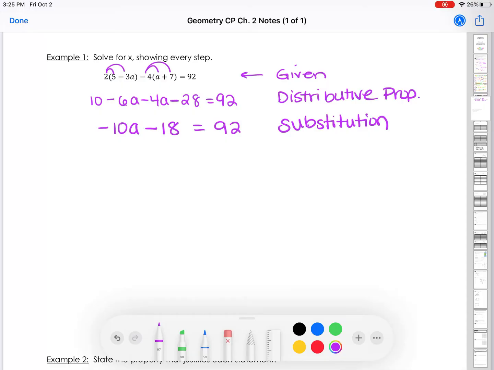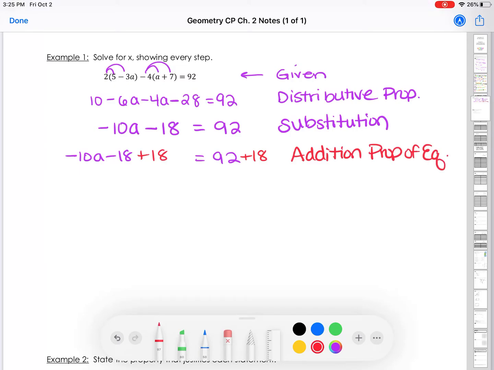Okay. All right, so the next thing that I am going to do is that I want to add 18 to both sides. So I have that negative 10a minus 18 is equal to 92. Nothing's really changed there, but I am going to add 18 to both sides. And what allows me to do that is the addition property of equality. There's only 2 D's. There we go. Okay, the addition property of equality.